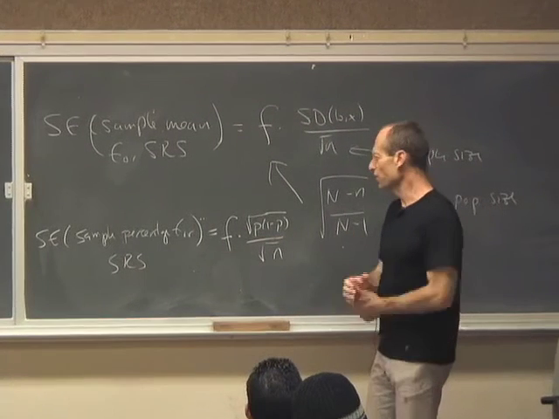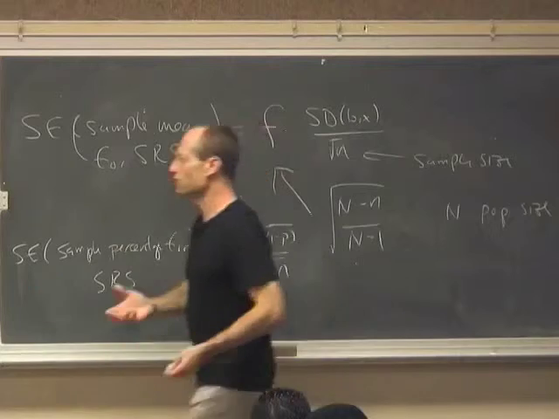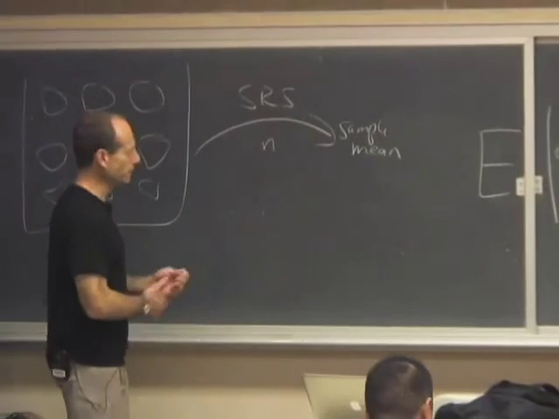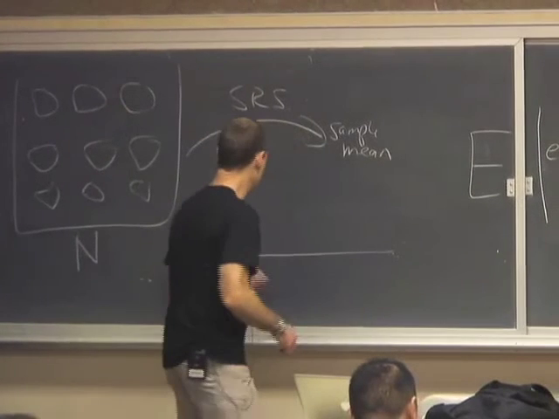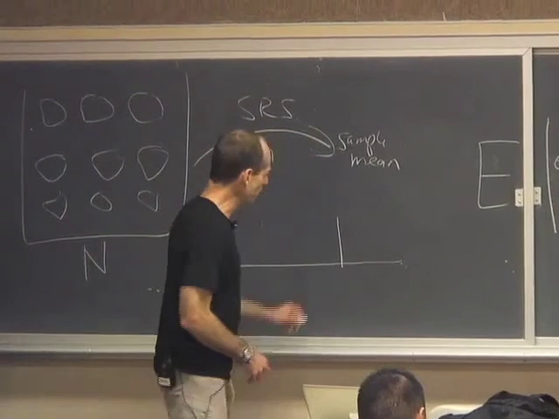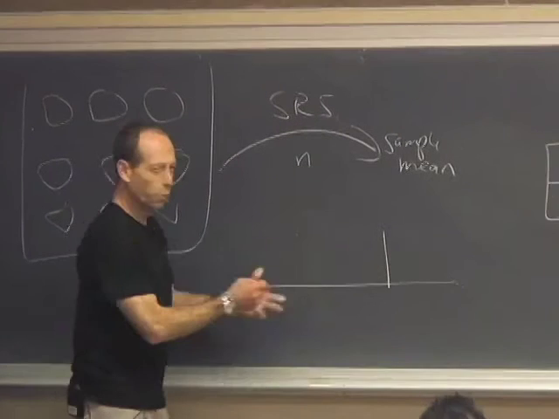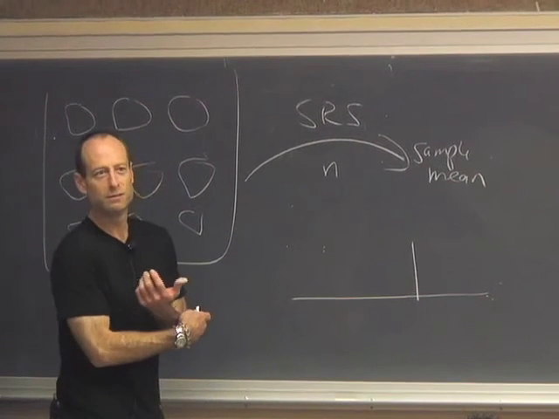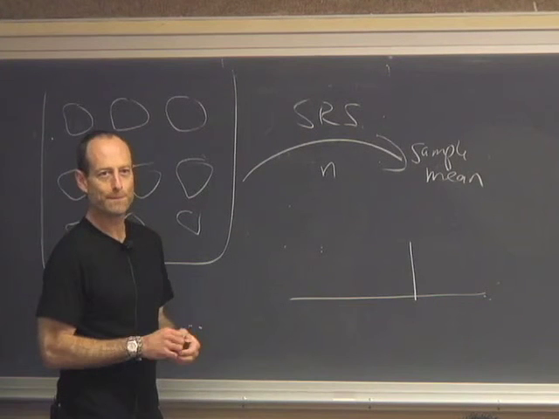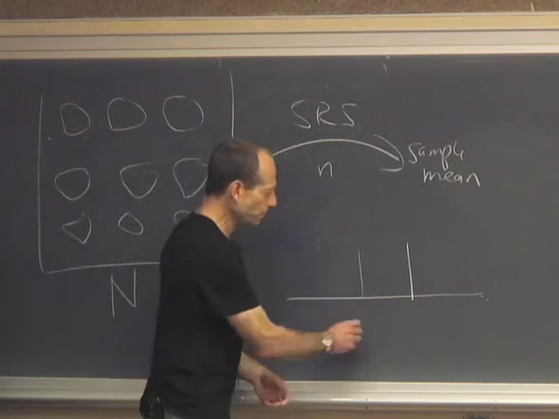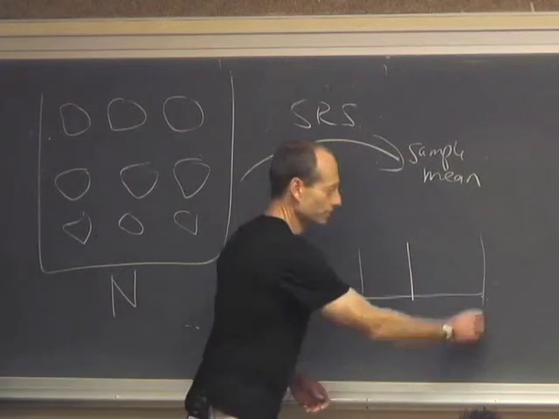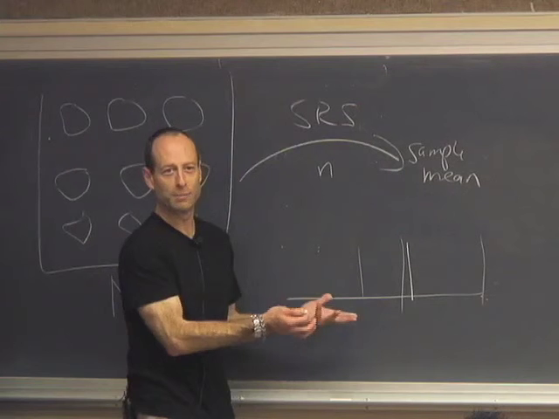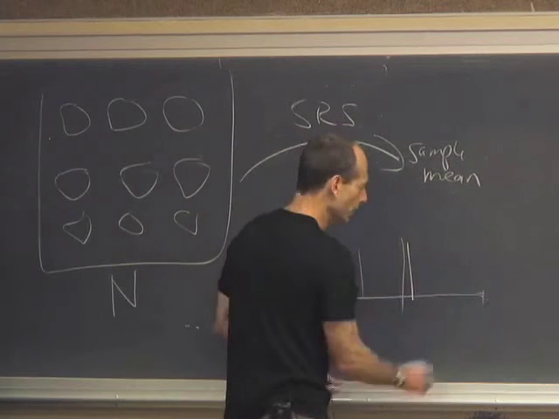Okay? So if we drew a random sample from a box of numbers, a simple random sample, we calculate the sample mean, and we get some particular value, what does that tell us about the population mean? Could the population mean be here? Could it be here? Yeah. Could it be here? Yeah. We don't know exactly what the population mean is. But what do we know?